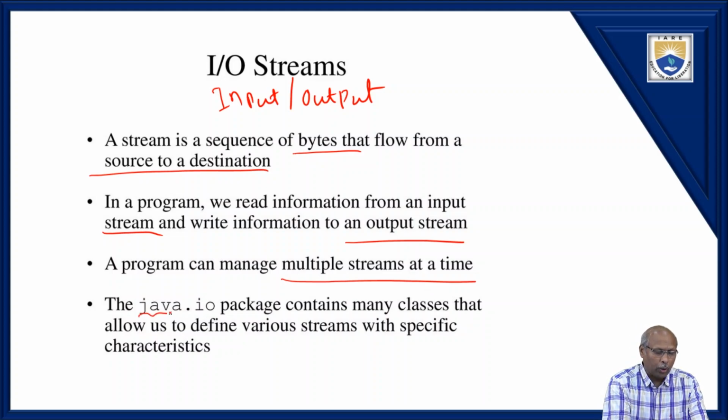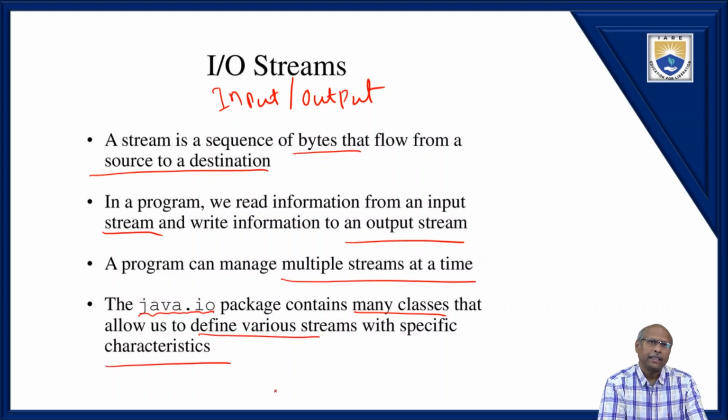To support all these concepts, there is a special package called the IO package, java.io package. This package contains many classes that allow you to define various streams with specific characteristics. Essentially, you can read data from the keyboard and write on the screen. Similarly, you can read from a file and write to a file. There are various streams for reading and writing purposes.